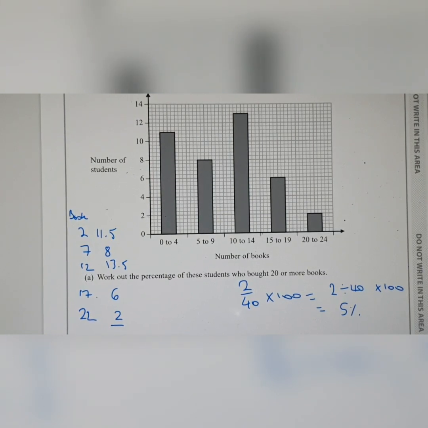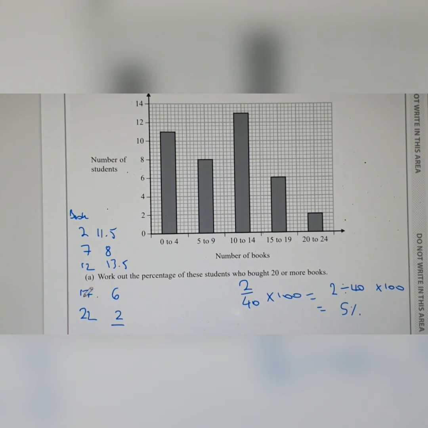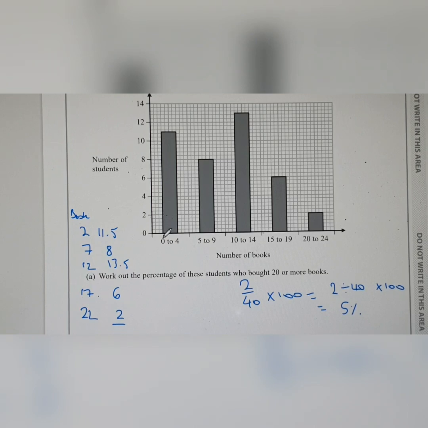So this would be the number of books, which we've found the midpoint of, because we had it in a range, 0 to 4, 5 to 9. Instead of 0 to 4, I've done a midpoint and got 2. Instead of 5 to 9, I've done a midpoint by adding 5 and 9 together, dividing it by 2 to get 7, and so on. I've gone all the way down to 20 to 24, add them together, divide it by 2 to get 22. So these are the midpoints. And then the actual number of students are represented by the height of the bar.